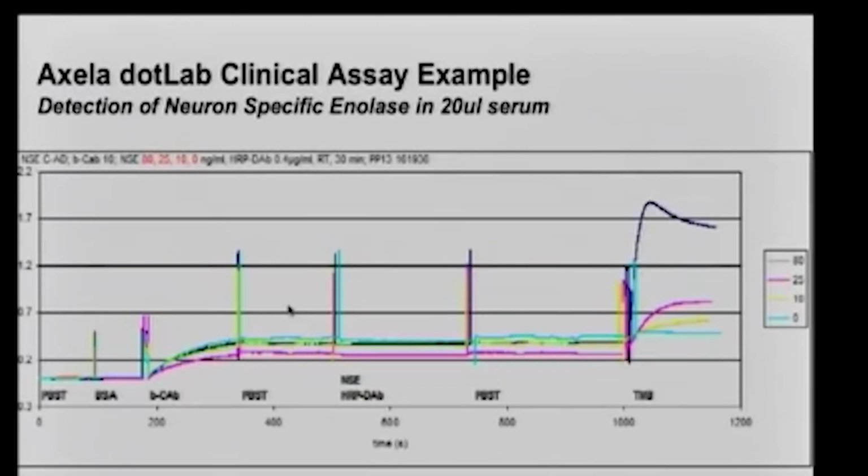Sure. Here maybe is a more interesting example, and I think this is one of the early clinical examples using the instrument. As I said, the fact that there is an instrument that somebody else can use means people can actually configure their assay and play around with how to get it to work best for measuring whatever it is you want to measure. Right. So this is the detection of neuron-specific enolase, which is associated with traumatic brain injury.